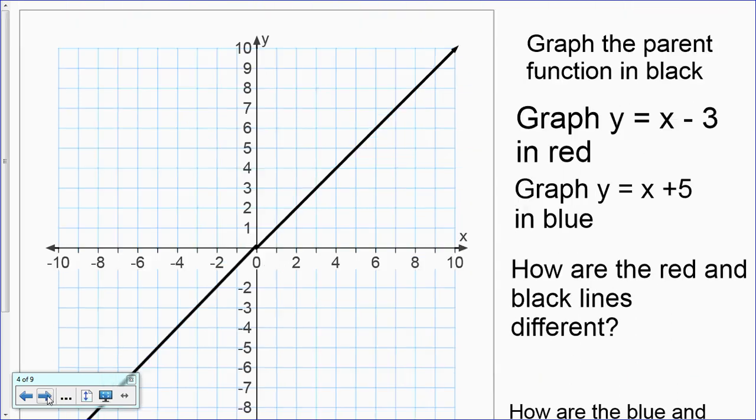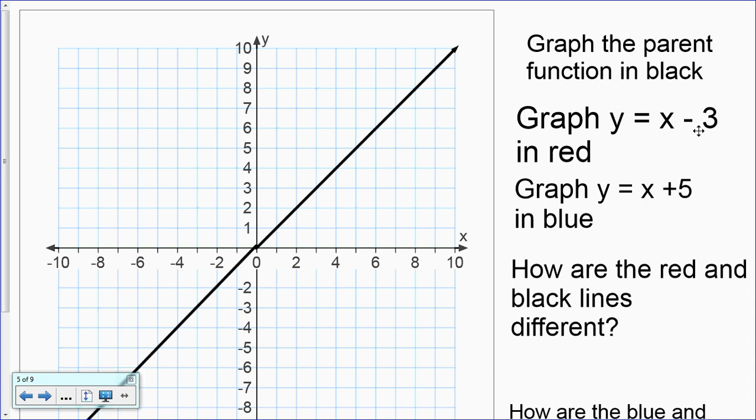The graph of the parent function, it says graph the parent function. So I think you guys already have it done, because I'm pretty sure I only gave you one graph for this. So just add these lines onto your graph. It says to graph y equals x.